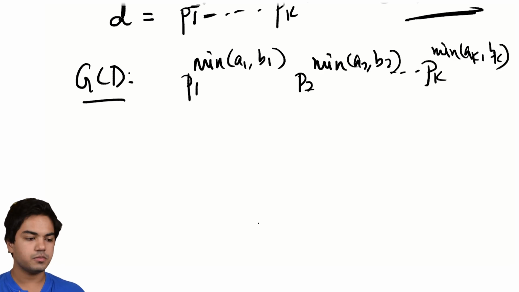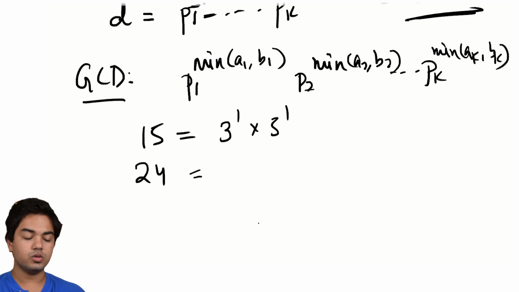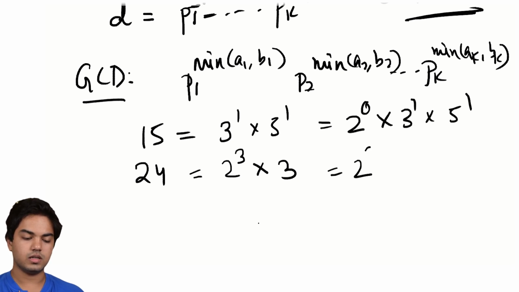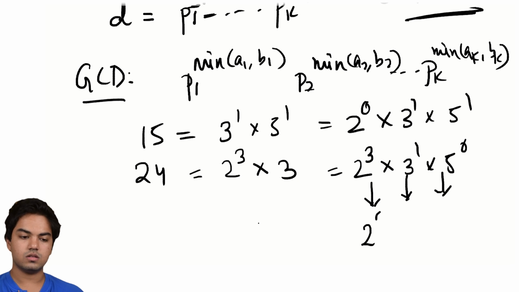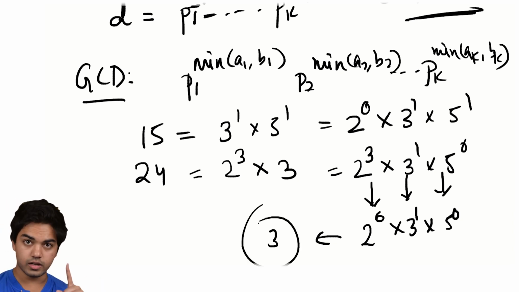Right? Let's take an example. Let's take 15 and 24. 15 is 3 to the 1 times 5 to the 1. 24 is 2 cubed times 3. So if you want to write them in a uniform way, it's 2 to the 0 times 3 to the 1 times 5 to the 1. And this is 2 cubed times 3 to the 1 times 5 to the 0. Take the minimum at each level. That'll be 2 to the 0, 3 to the 1, 5 to the 0. So the GCD is 3, which you can verify using any of the other methods, including the Euclidean algorithm, which we saw last time.